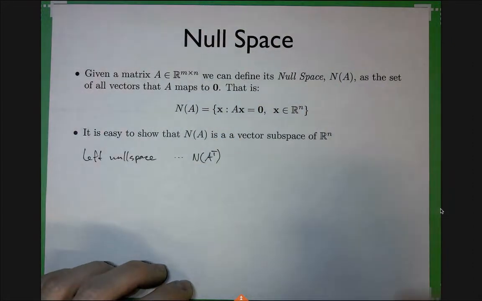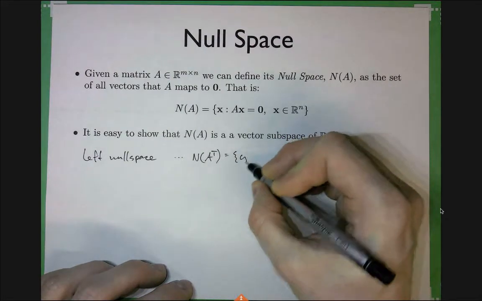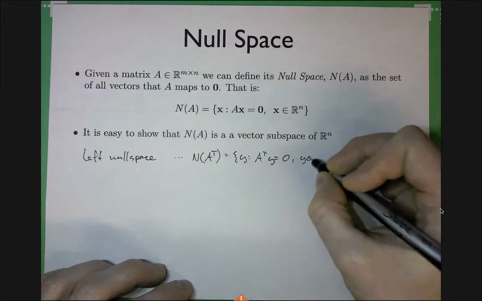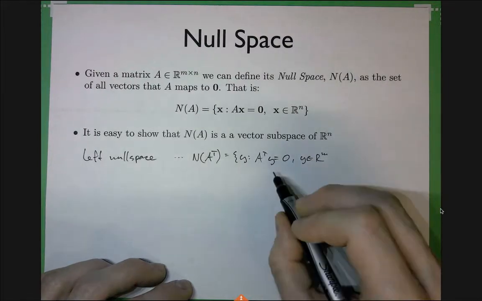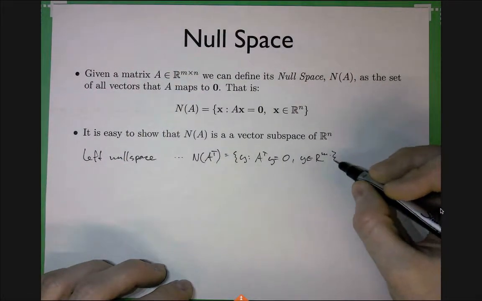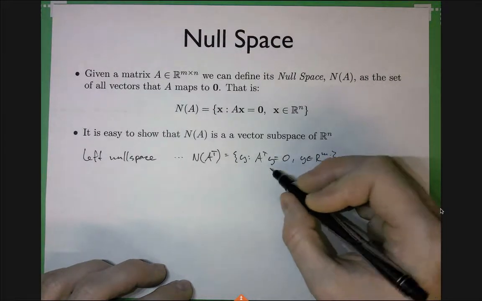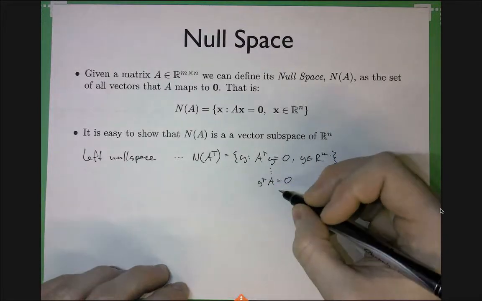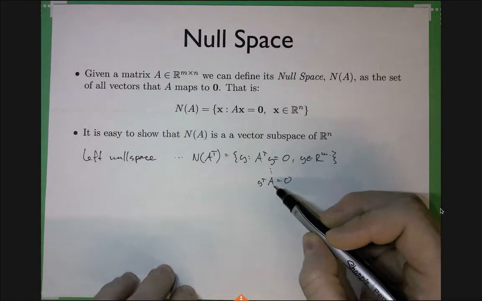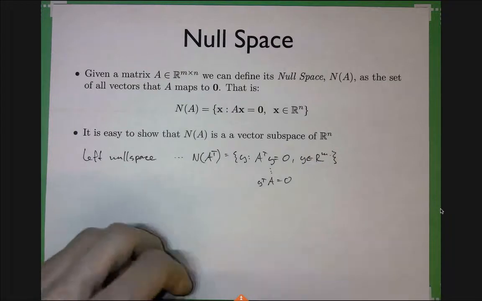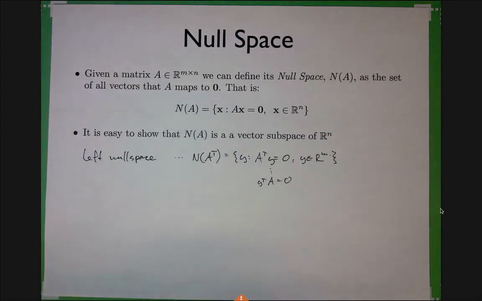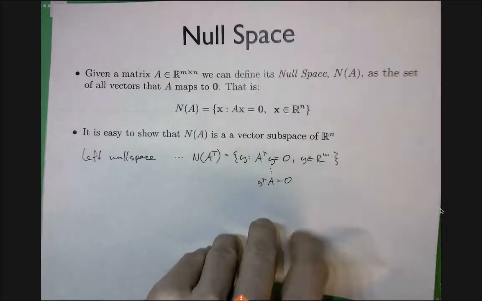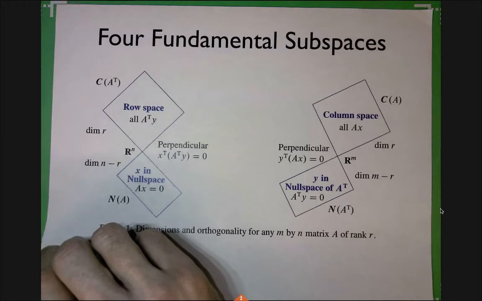So what does that mean? That means all vectors y such that A^T y is 0, for y from R^m, because I transposed it. But I can also look at it as y^T A, right? That's y on the left. If I multiply the matrix with the vector from the left, I get 0. Those are my 4 fundamental subspaces.